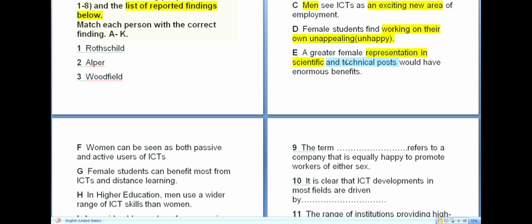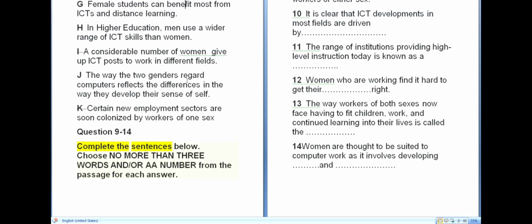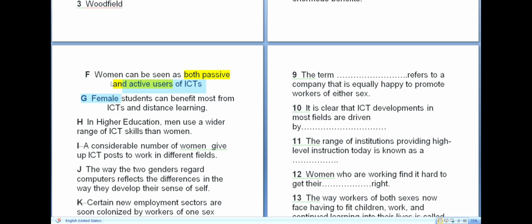Option F now, which says women can be seen as both passive and active users. So they are the direct users and indirect users of ICTs. Passive is not direct. Option G, female students can benefit most from ICTs and distant learning. Female students only, not the men. And what are they doing? They are getting the best advantage from ICT and also from distant learning.